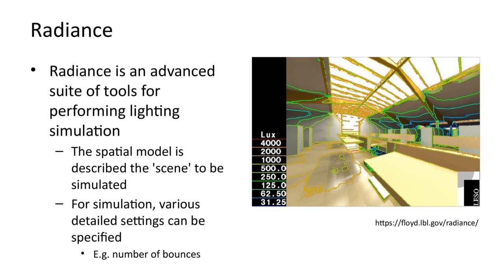Various detailed settings can be specified. Often, simulation settings result in a trade-off between simulation accuracy and simulation speed. For example, one key setting is the number of bounces for each ray of light. This will limit how many times the light will bounce around the scene before being discarded. More bounces will result in greater accuracy, but will also be exponentially slower. The image shows an interior lighting simulation, showing lux values.